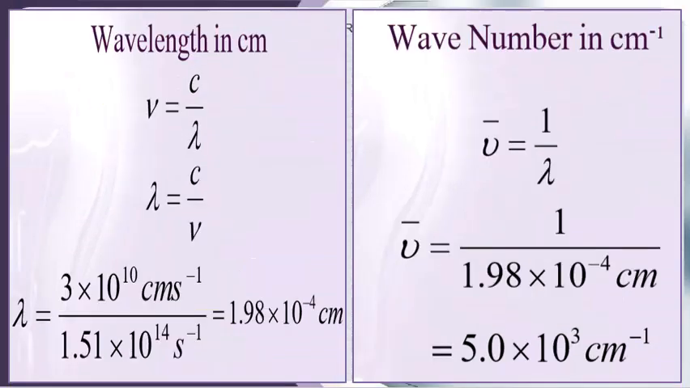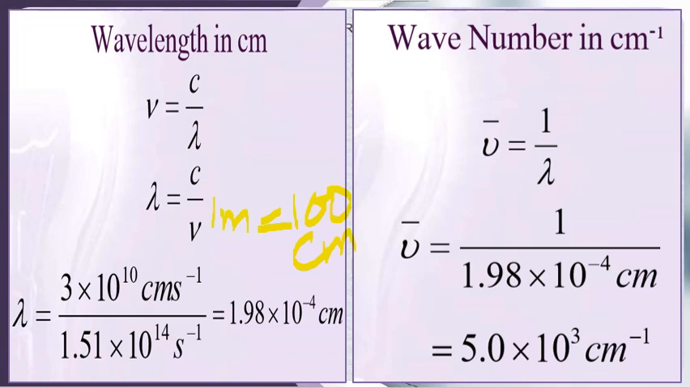Now to calculate wavelength in centimeters, convert the speed of light from meter into centimeter. 1 meter is equal to 100 centimeter. So the value is given as 3 × 10 to the power 10 centimeter per second. And the value of frequency will be taken from the previous equation. So you will get the value of lambda in centimeters. It is 1.98 × 10 to the minus 4 centimeters.